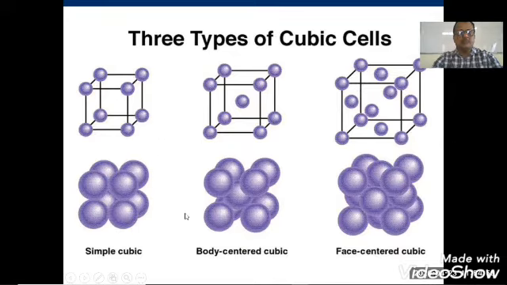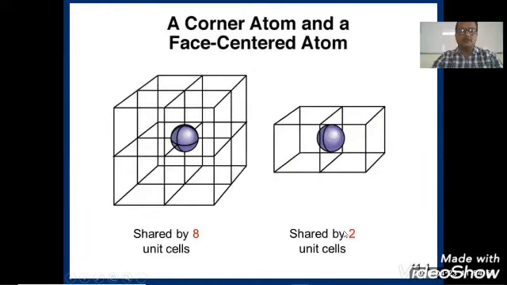This is a simple cubic unit cell, this is a body-centered cubic unit cell, this is the face-centered cubic unit cell. Now this unit is present at the corner, and from this picture it is clear that this unit is shared by 8 unit cells: 1, 2, 3, 4, 5, 6, 7 and 8. So this unit is shared by 8 unit cells, so the fraction of the unit per unit cell will be 1 by 8.